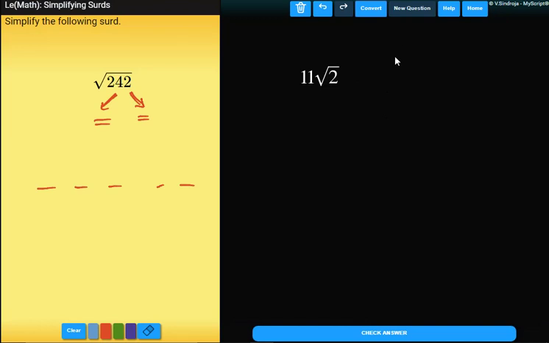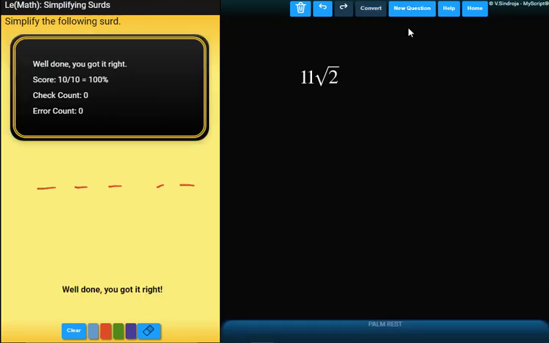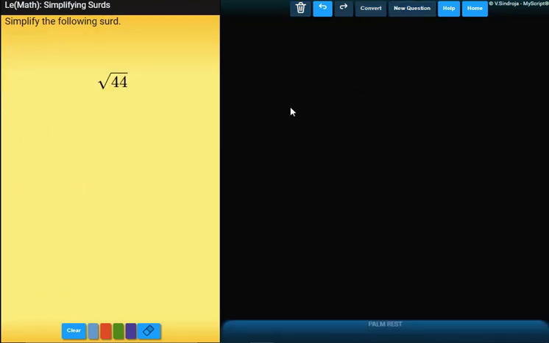Keep going, practice a few until you're getting it right each time, and then look at the next skill. Now just remember that one thing I did say, that rule only works for multiplication. It does not work for addition or take away. It does work for divide, by the way.